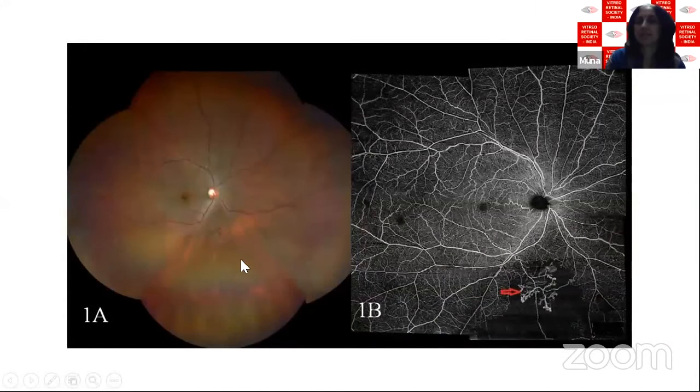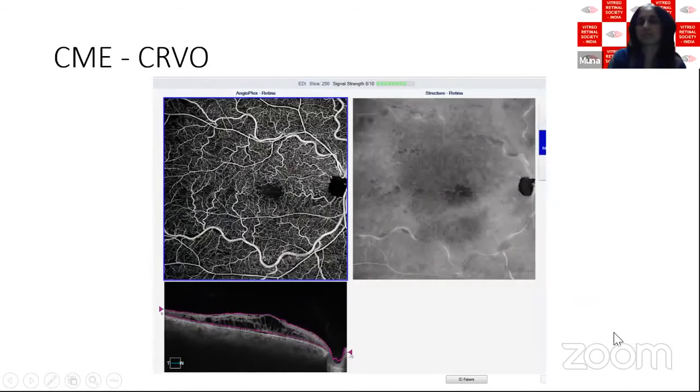And then this is another wide field image. This is a wide field photograph of a patient with an inferonasal branch vein occlusion, and you see the OCTA nicely picking up the neovascularization with non-perfusion anterior to it.